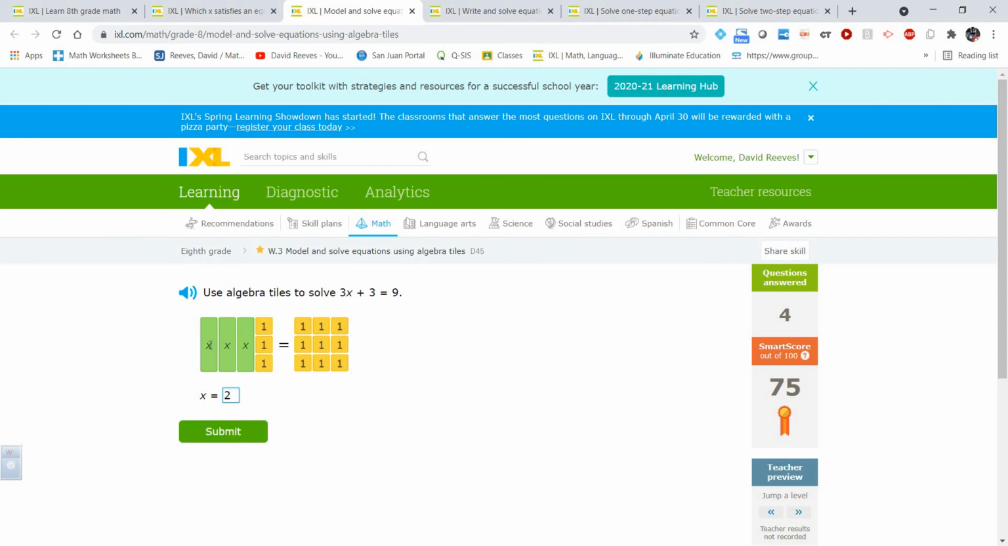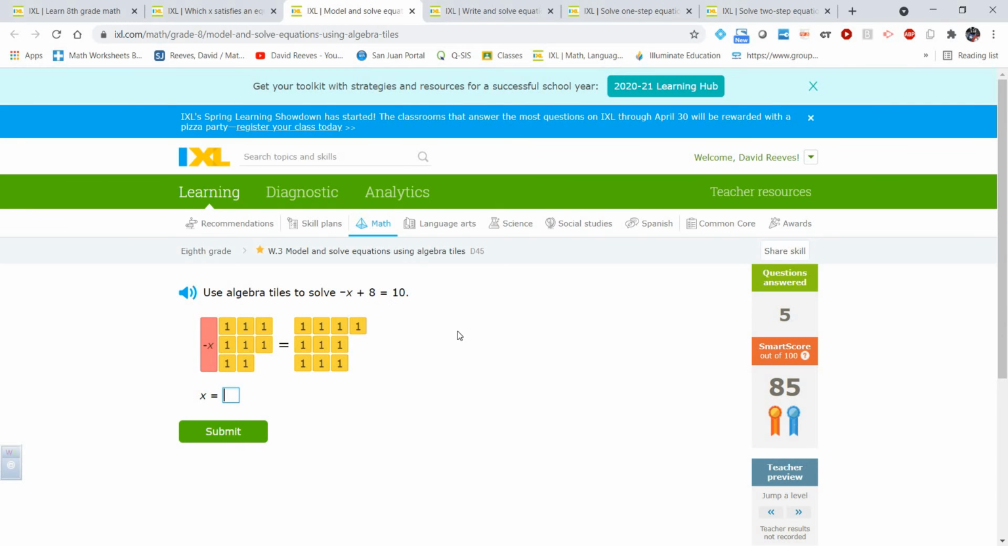Do you see if I put 2 here? 2, 4, 6 plus 3 is 9. All right. Each of these green bars would represent 2 of those, right? X is equal to 2. Again, 3 times 2 is 6, plus 3 is 9. All right, let me do one more of these.